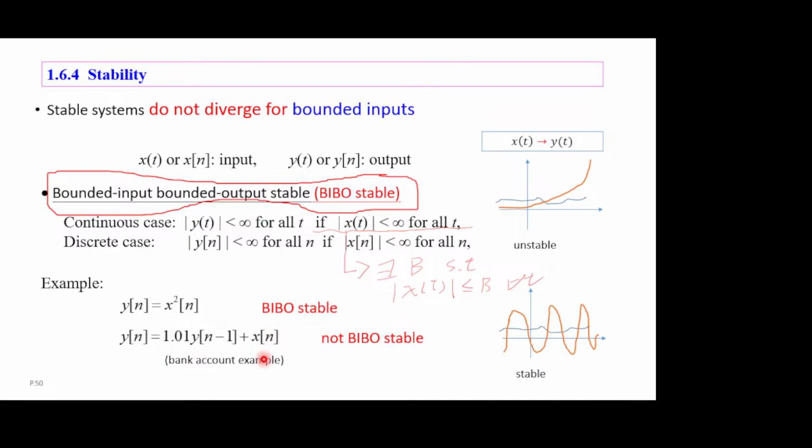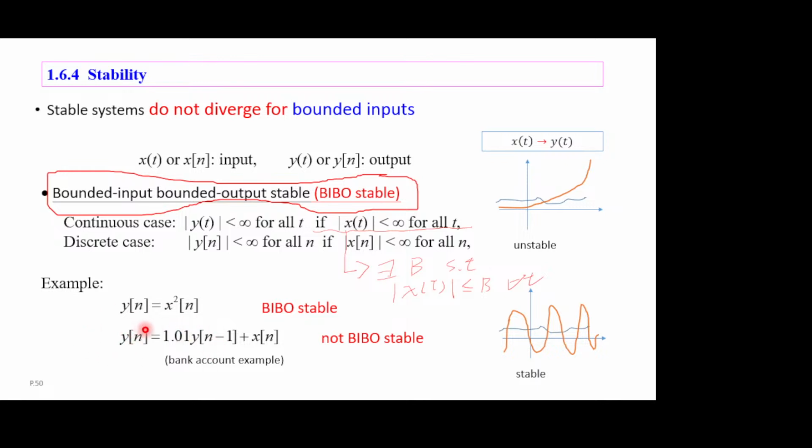bank account example we had before. So y of n equals 1.01 y of n minus 1 plus x of n. So why is this not stable? Because let's say your x of n is something very bounded, your x of n is 1. And then your y of n will keep accumulating, and you have this exponential growth part. Your x of n is bounded by 1, but your y of n will have this exponential growth.